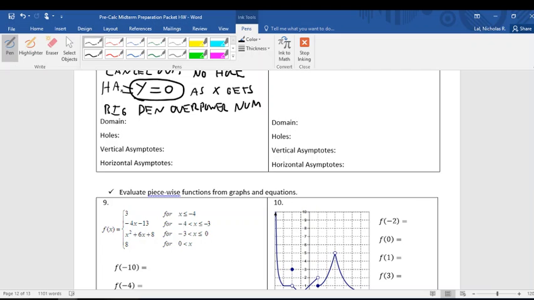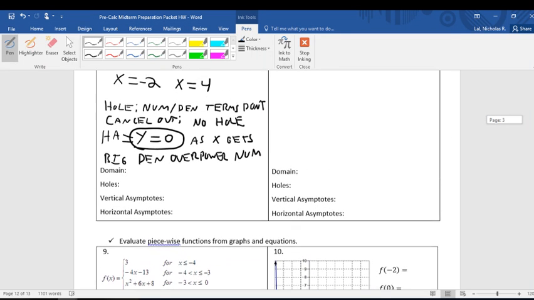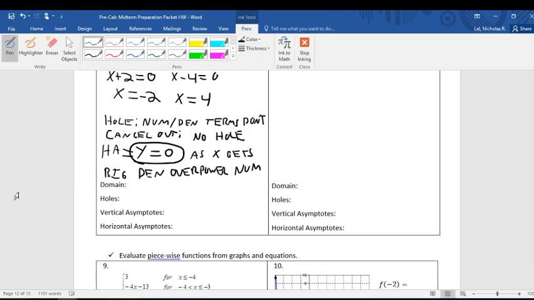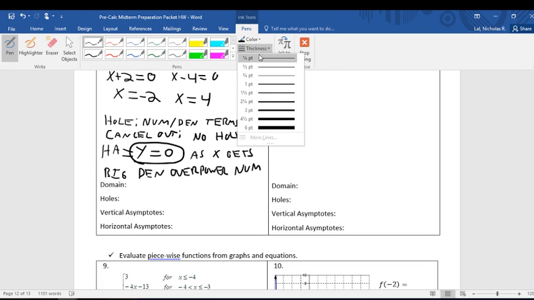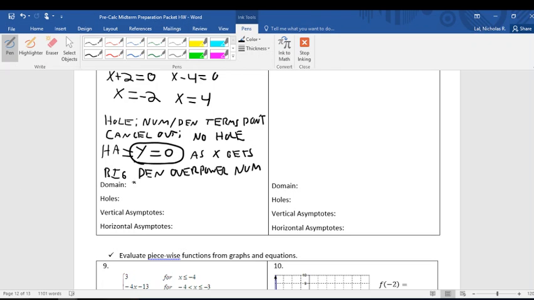Our domain is going to be looking at our asymptotes and holes. It's going to be from negative infinity to negative 2, not inclusive, union negative 2 to 4, not inclusive, union 4 to infinity.